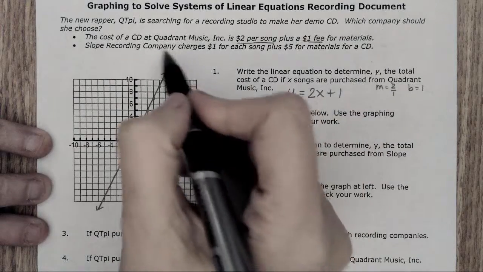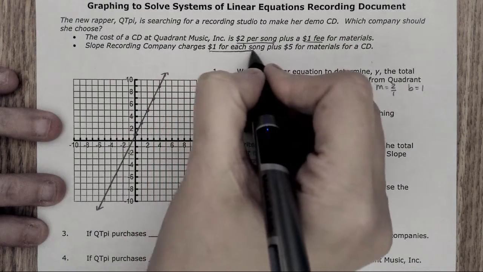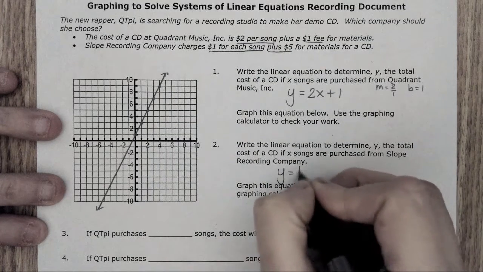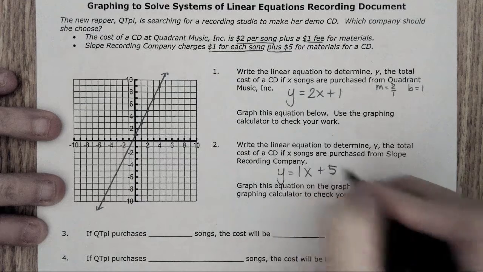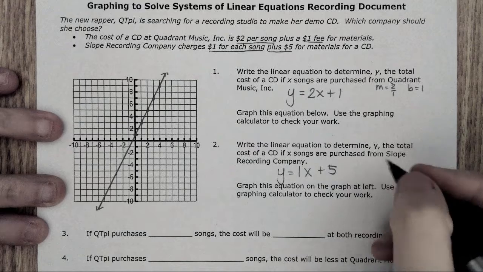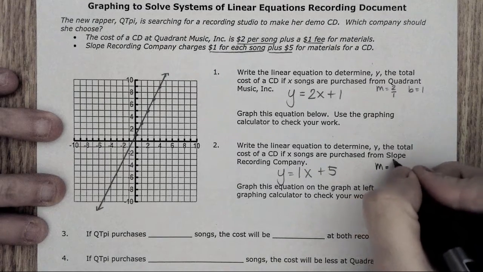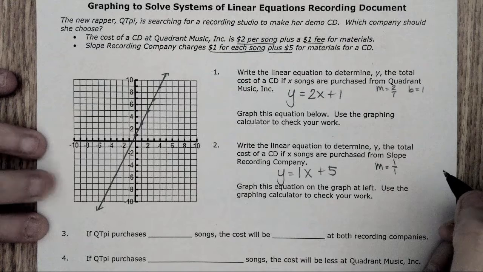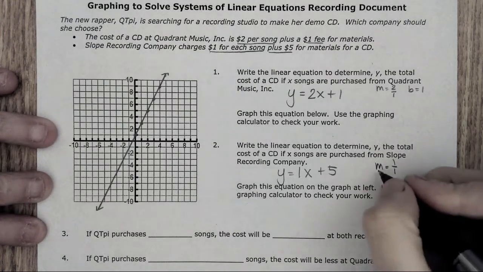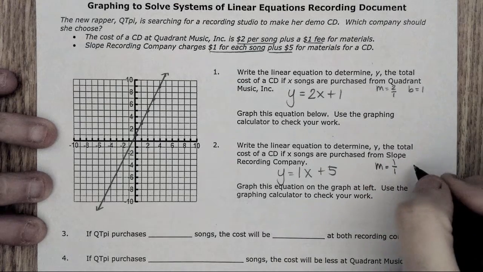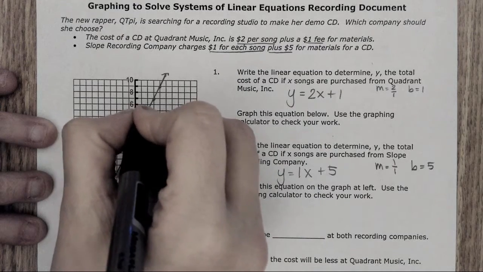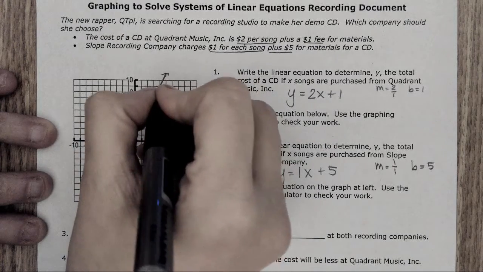Now, let's look at Slope Recording Company. They charge $1 for each song plus $5 for materials. So they charge $1 per song plus $5 for materials. Now, we all know I did not have to put this 1 here. But we also know that we're about to graph something. So I'm going to put my 1 there because I need to really focus on what the slope is. And if I don't see anything there, I might kind of freak out a little bit. My slope is 1, which is 1 over 1. My y-intercept is 5. So this time I'm going to start at 5. I'm going to rise 1, run 1, rise 1, and run 1.